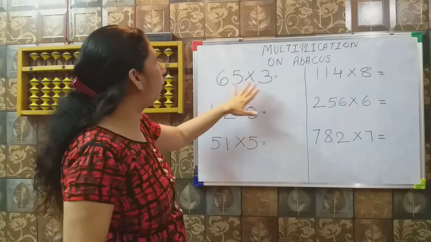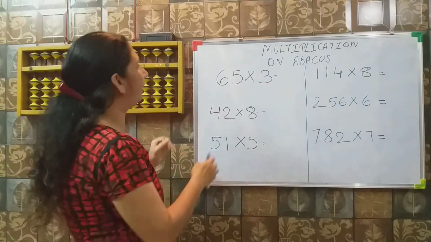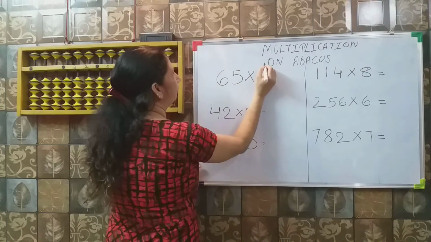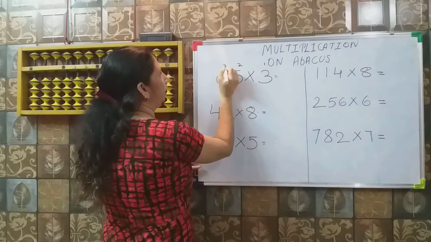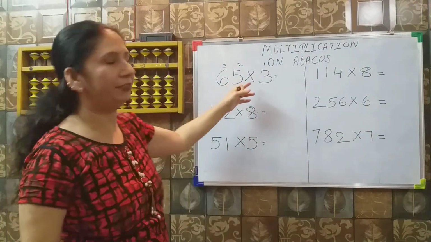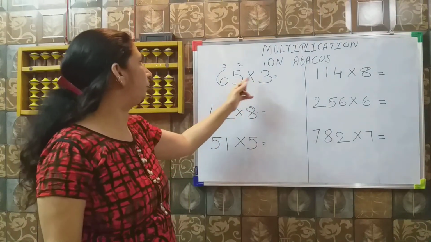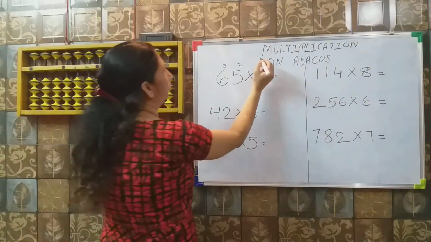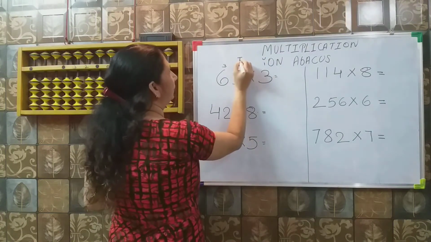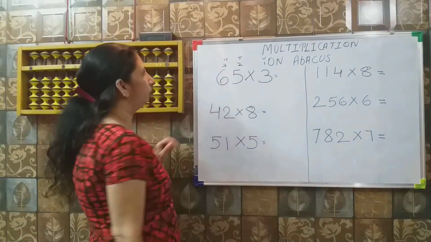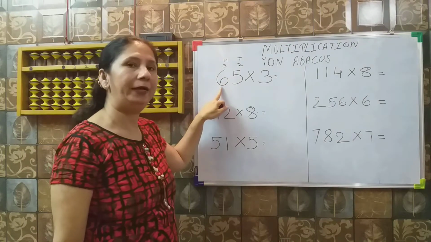Now we will count all the digits of the number. So this is our number: 1, 2, 3. We have 3 digits. These are some rules that we have to apply on abacus. 3 digits means this is the unit place, this is the tens place, this is the hundred place. So we have to start from the hundred place.